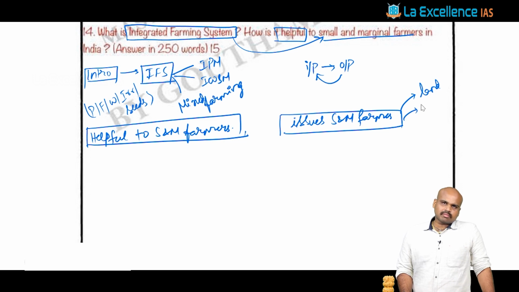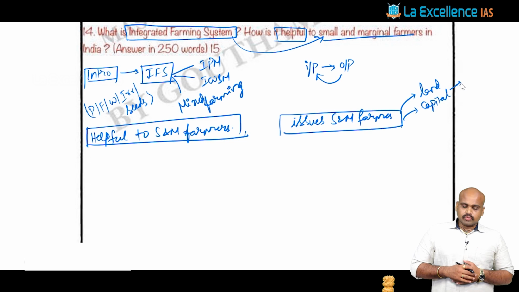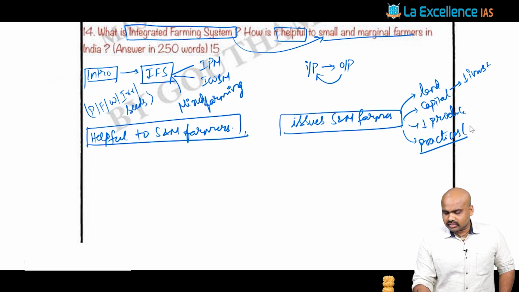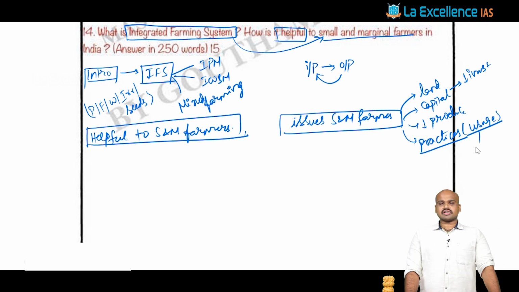Because in a technique called mapping that you see in answer writing, this would help. Once you understand what the issues are: the small land holdings, lower levels of availability of capital, which leads to lower investments, and also reduced produce. And when you look at the nature of the practices they follow, they would try for an intensive agricultural system.